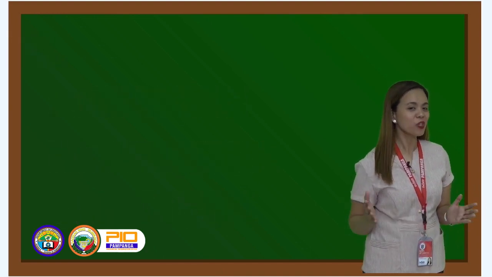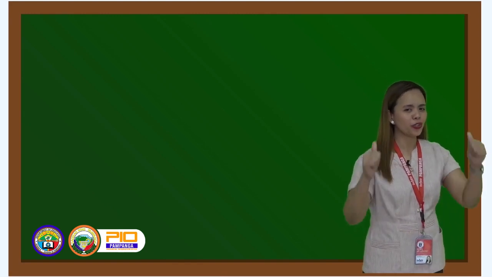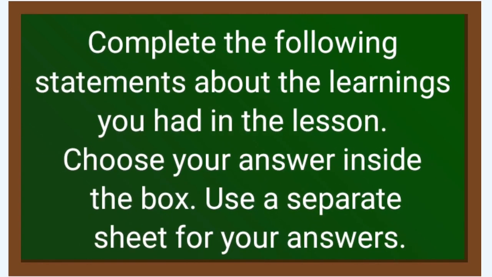Wow! It seems you learned a lot in this lesson. Nicely done! You're doing great! Now, let's summarize what you have learned. With the ability you've shown in different activities, I assure you that you can answer the following. Complete the following statements about the learning you had in the lesson. Choose your answer inside the box. Use a separate sheet for your answers.